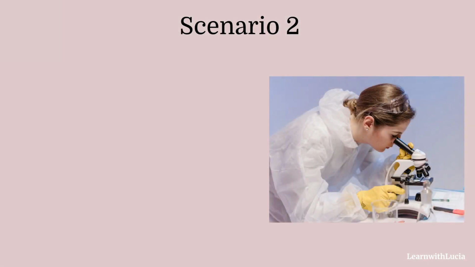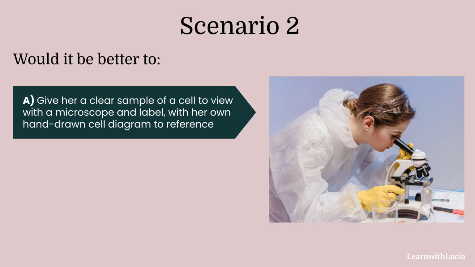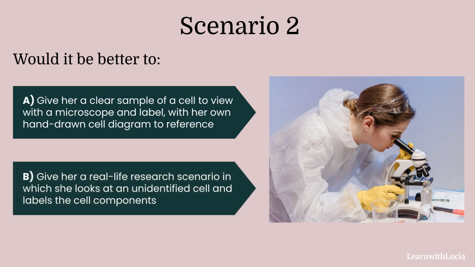Let's try another scenario. Grace is a first year in university taking an Introduction to Biology lab course. She needs to learn how to identify the different components of a cell. Would it be better to A. Give her a clear sample of a cell to view with a microscope and label with her own hand-drawn cell diagram to reference. Or B. Give her a real-life research scenario in which she looks at an unidentified cell and labels the cell components?